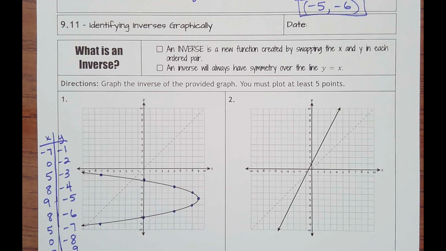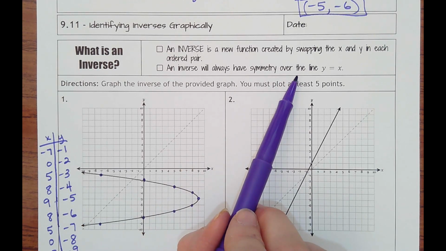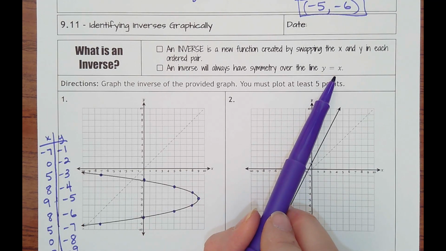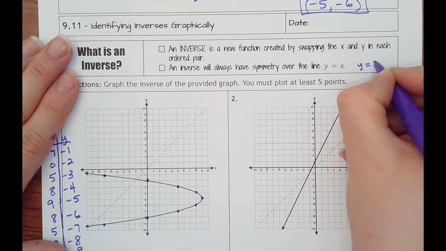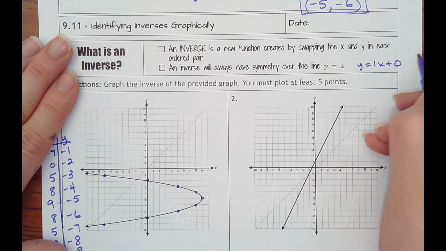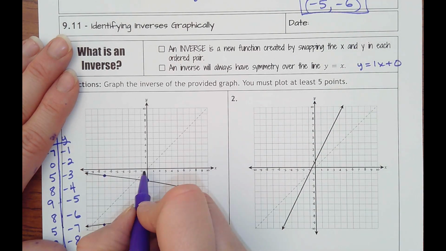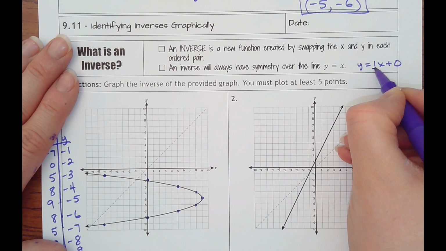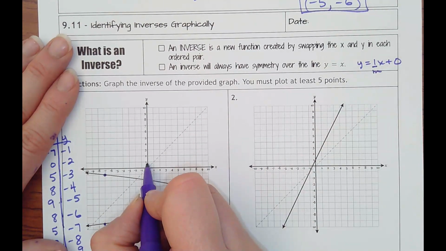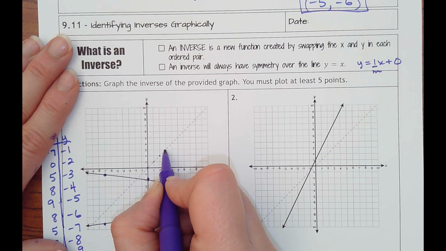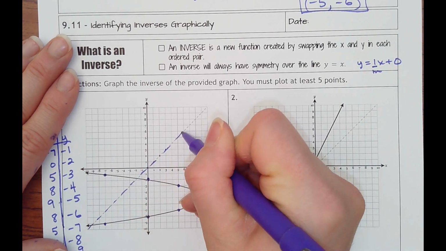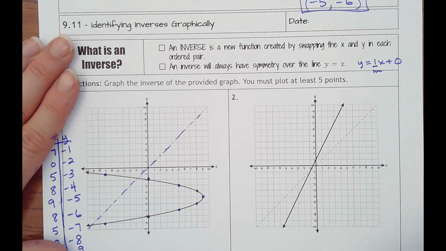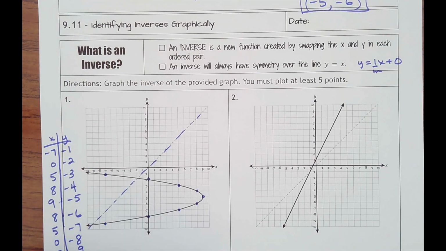What's kind of cool about this is it always will have a line of symmetry over the line y equals x. And if you think back to y equals mx plus b, this is really like y equals 1x plus 0. This is your y-intercept saying the origin. This is your slope, the 1. So it goes up 1, right 1, up 1, right 1, up 1, right 1. So this line is going to be on there. This dashed line, it's just imaginary, but it is going to show you that this function is going to get reflected.